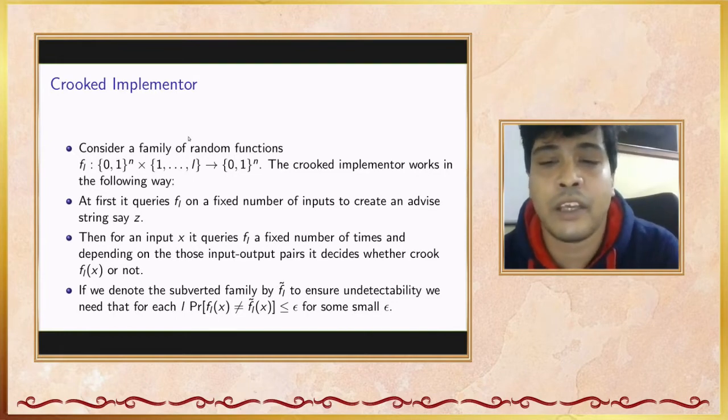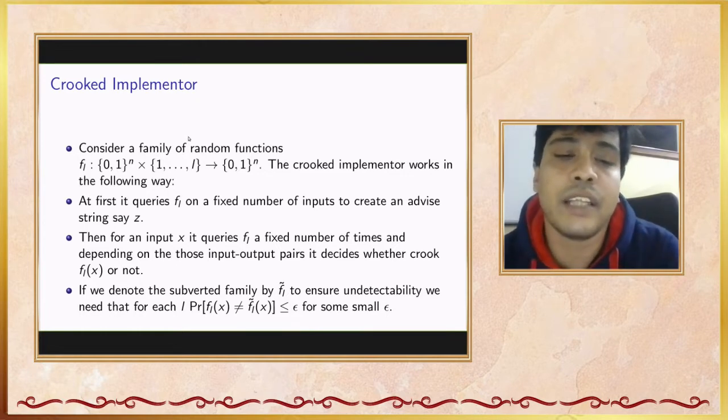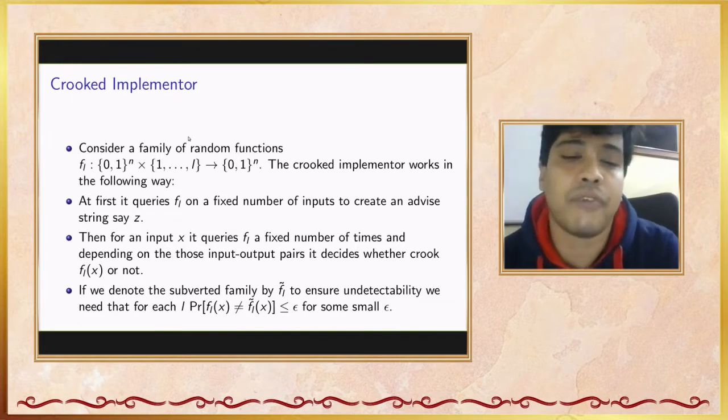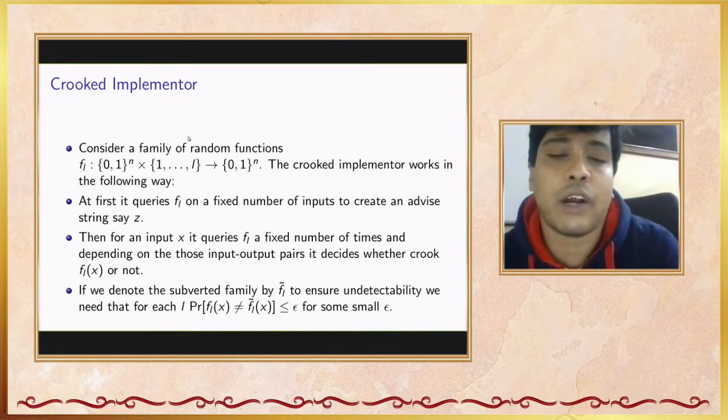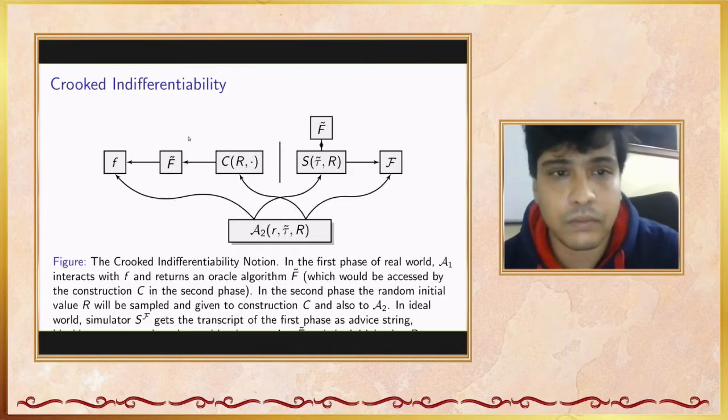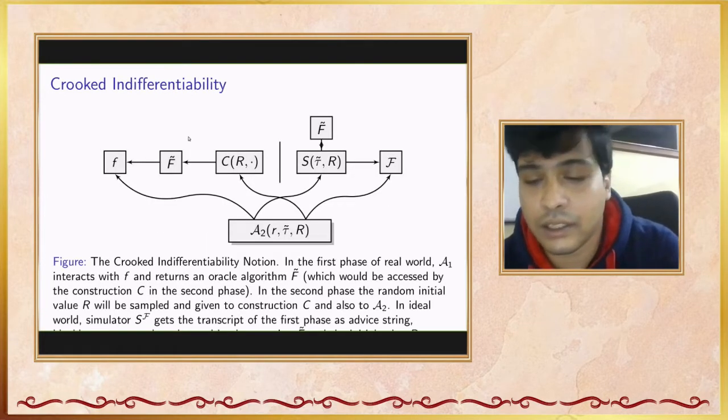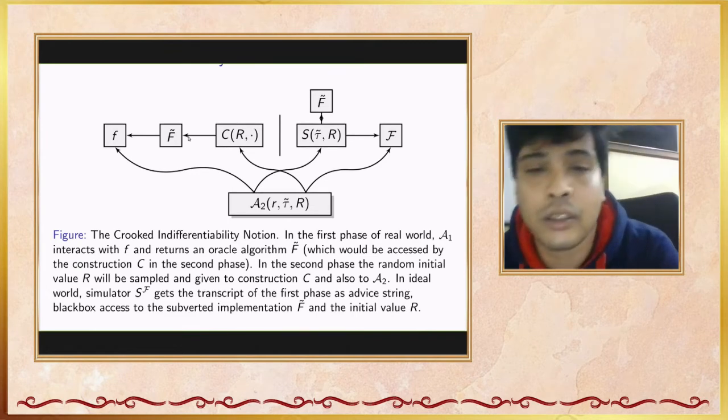Now, if we want the subverted function family F tilde L to be undetectable by random checking, we will need that for each L, the probability that FL(X) is not equal to F tilde L(X) is very small. This is the crooked indifferentiability notion.